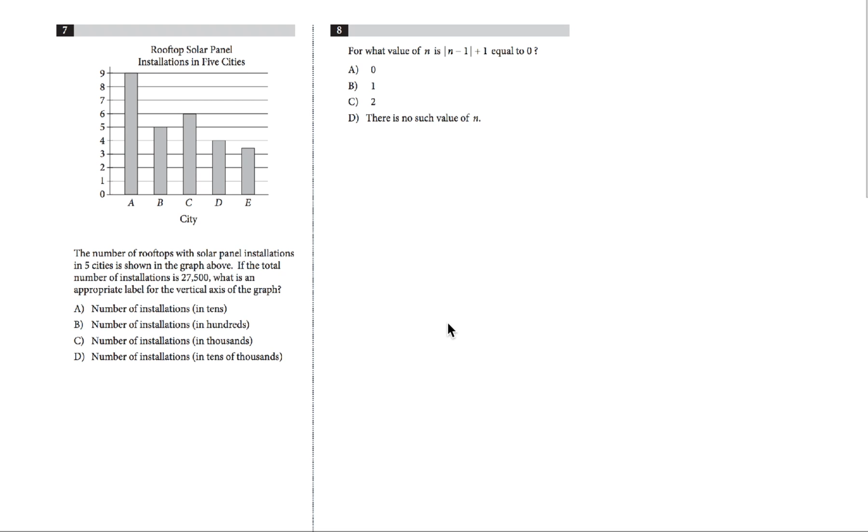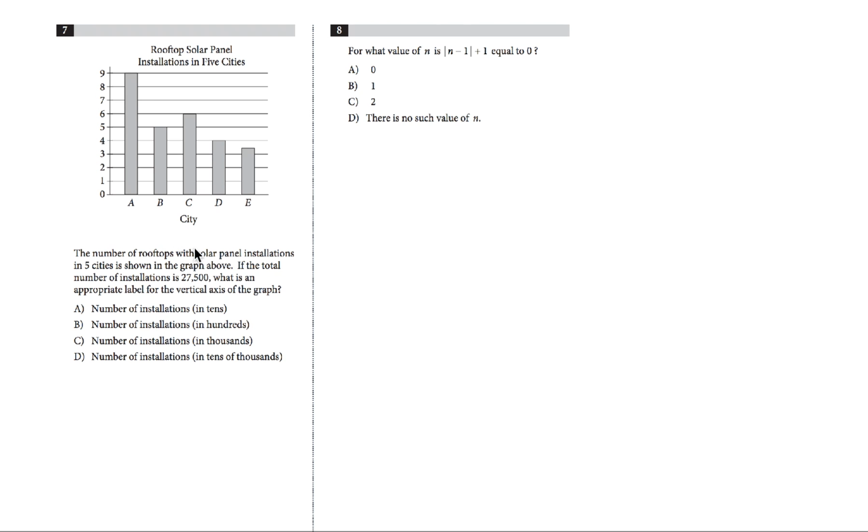Test 1, Section 4. Let's start with number 7. The number of rooftop solar panel installations in 5 cities is shown by the graph above. The total number of installations is 27,500. What is the appropriate label for the vertical axis of the graph?